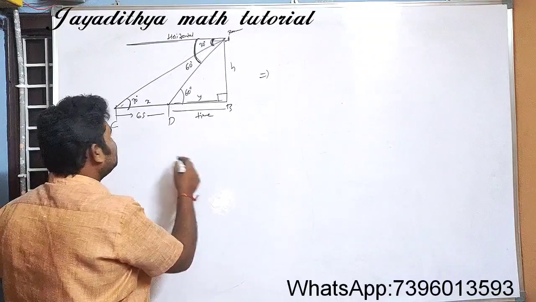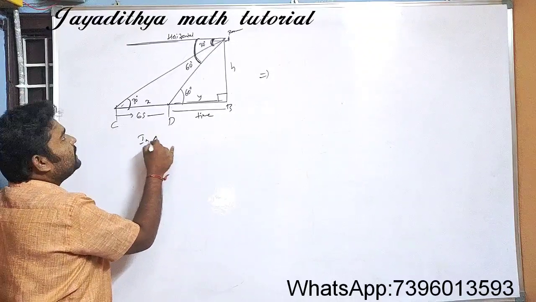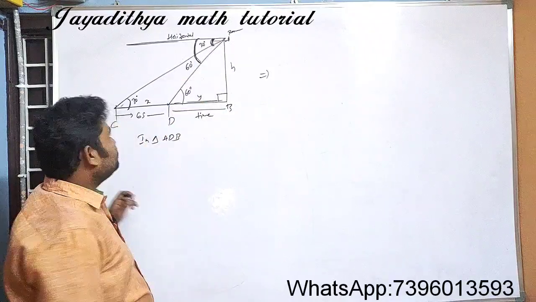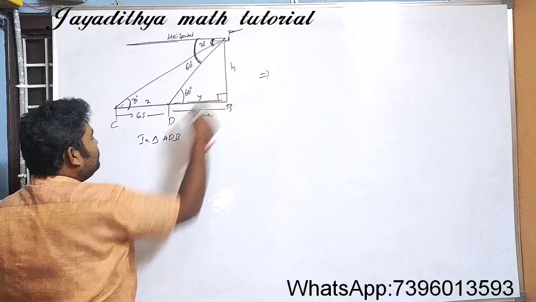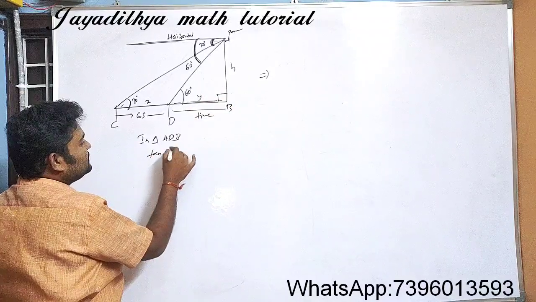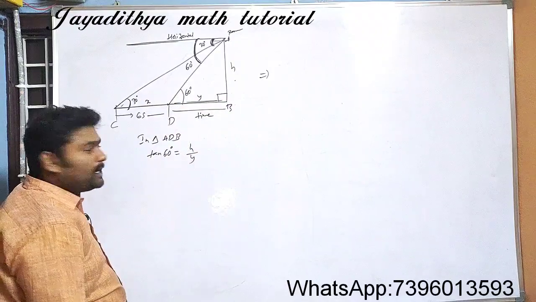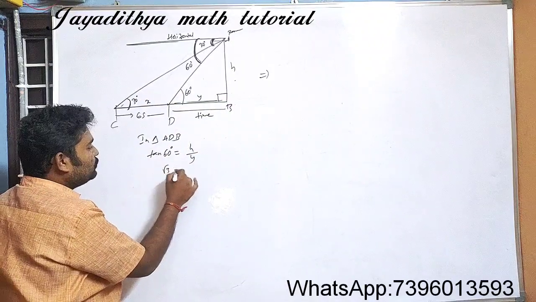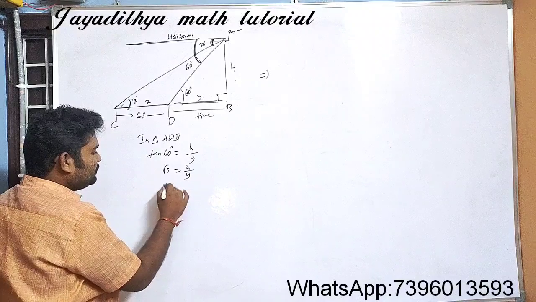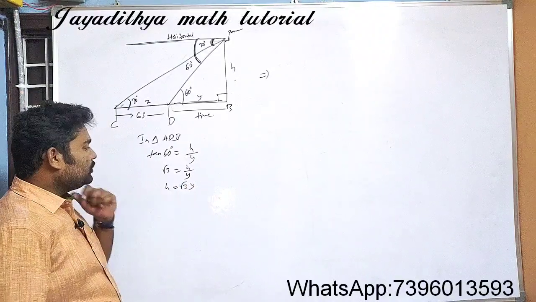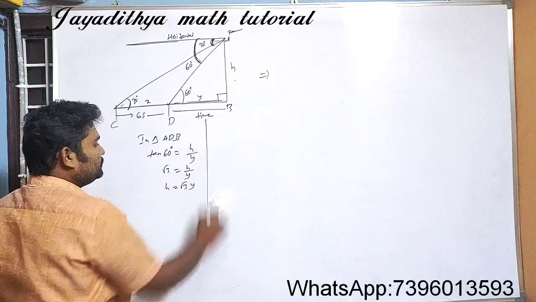So the first case is, I am taking triangle ADB. So see here, I will take tan 60 degrees equals H by Y, opposite by adjacent. Tan 60 is nothing but root 3, equals H by Y. So H is equal to how much? Root 3 Y. H is equal to root 3 Y here.